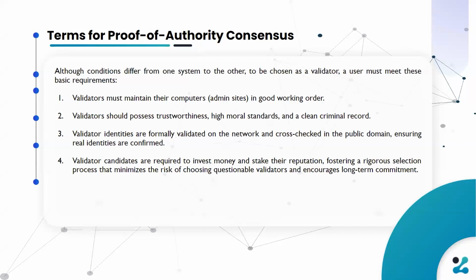There are some terms and conditions for these nodes so that they remain a validator in the future also. If they are not able to meet these conditions, then their access as a validator can be revoked. The validators should maintain their computers in good working order. They should possess trustworthiness, high moral standards, and a clean criminal record, which is checked offline, outside the system. Then these identities are formally validated in the network and cross-checked in the public domain, ensuring real identities are confirmed. These candidates are required to invest money and stake their reputation, fostering a rigorous selection process that minimizes the risks of choosing questionable validators and encourages long-term commitment.